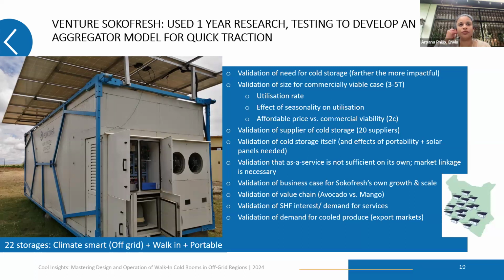And so we ended up with a model where we said a kg of produce can be stored at 2 cents per kg. And that helps us to be a commercially viable company, but also is affordable for the farmer.